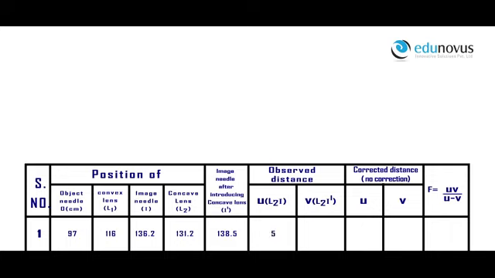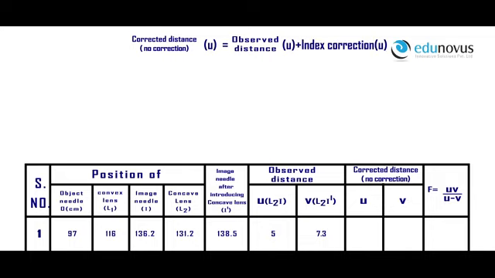L2 minus I is equal to 5. Observed distance V is L2I dash, which is the distance between the concave lens upright and the new position of the image needle upright in the second arrangement. L2 minus I dash is 7.3. Corrected distance U is equal to observed distance U plus index correction U. Index correction U is equal to 0. Corrected U is equal to 5 plus 0, that is 5 centimeters.